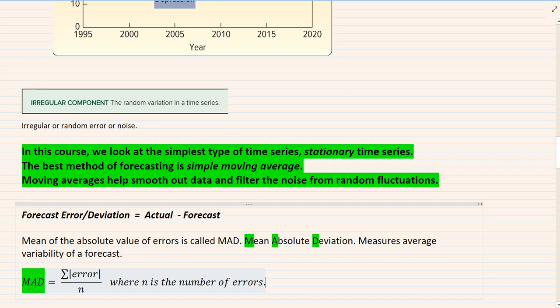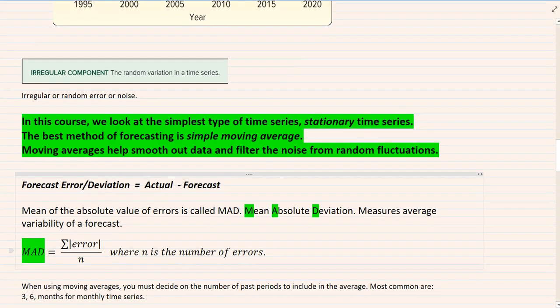Well, it's very simple. You just look at the absolute deviation, add them up, all these deviations, and then divide it by the number of errors that makes up that total. So remember, this is the absolute value symbol. So plus, positive, negative doesn't matter. We just take it to be positive.